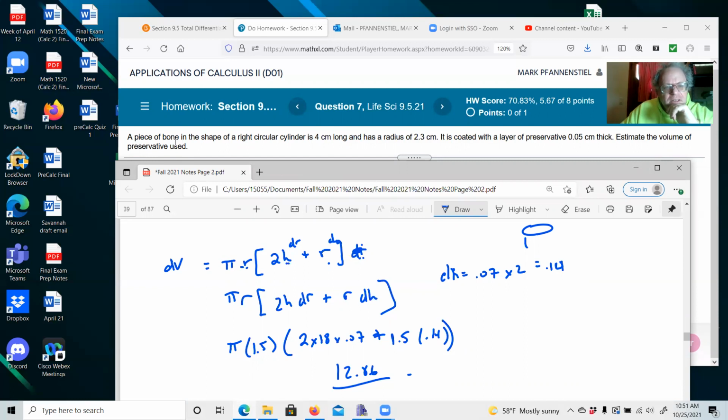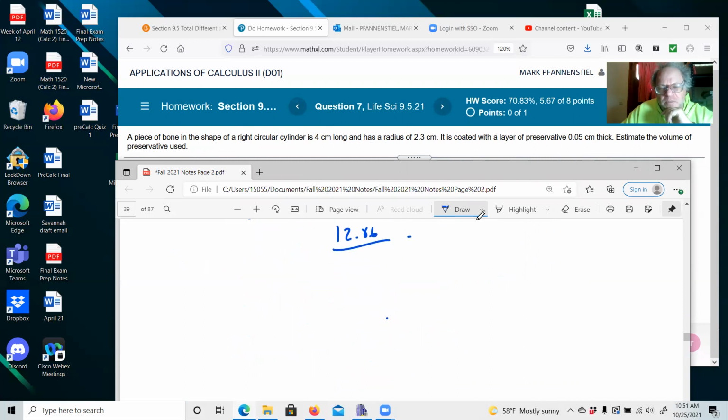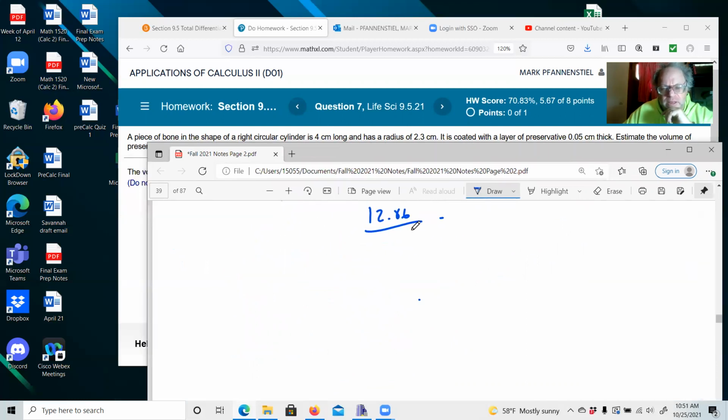Okay. So a piece of bone in the shape of a right cylinder is 4. I wish they would have started with this one. A piece of bone in the shape of a right circular cylinder is 4 centimeters long, radius of 2.3 centimeters. It is coated with a layer of preservative 0.05 centimeters thick. Estimate the volume of the preservative used. Okay, so again, volume equals pi r squared h. So we want our dV to be the derivative of volume with respect to r times dr plus the derivative of volume with respect to h times dh.